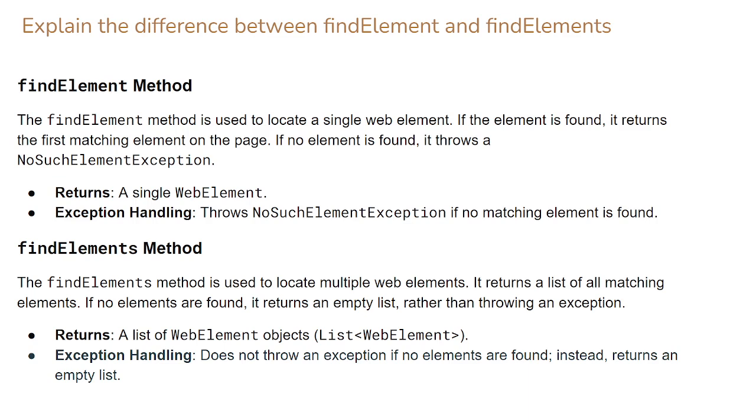Okay, so finally, in conclusion, what is the major difference between these two? The major difference is that find element is a method to use when you expect only one match and you want to immediately fail the test if the element is not found. Whereas find elements is the method used when dealing with a list of elements, or when you want to handle the absence of elements without an exception.